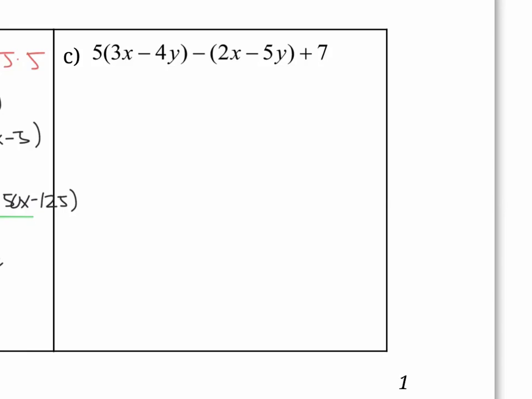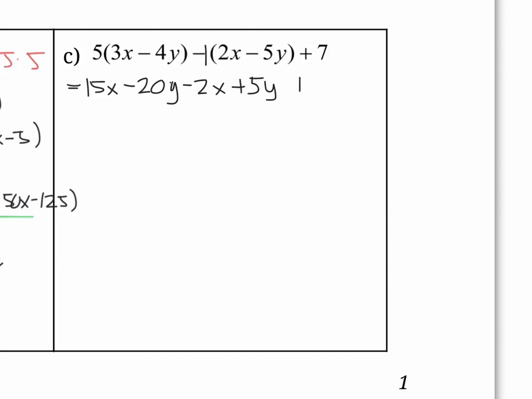If you're checking your answer, we take a look. We are going to distribute these monomials into the binomials here. We know that there's really a minus 1 here. So our first monomial is going to be 5 times 3x is going to be 15x. 5 times negative 4y is going to be negative 20y. And then we have negative 1 times 2x is going to be negative 2x. Negative 1 times negative 5y is going to be positive 5y.